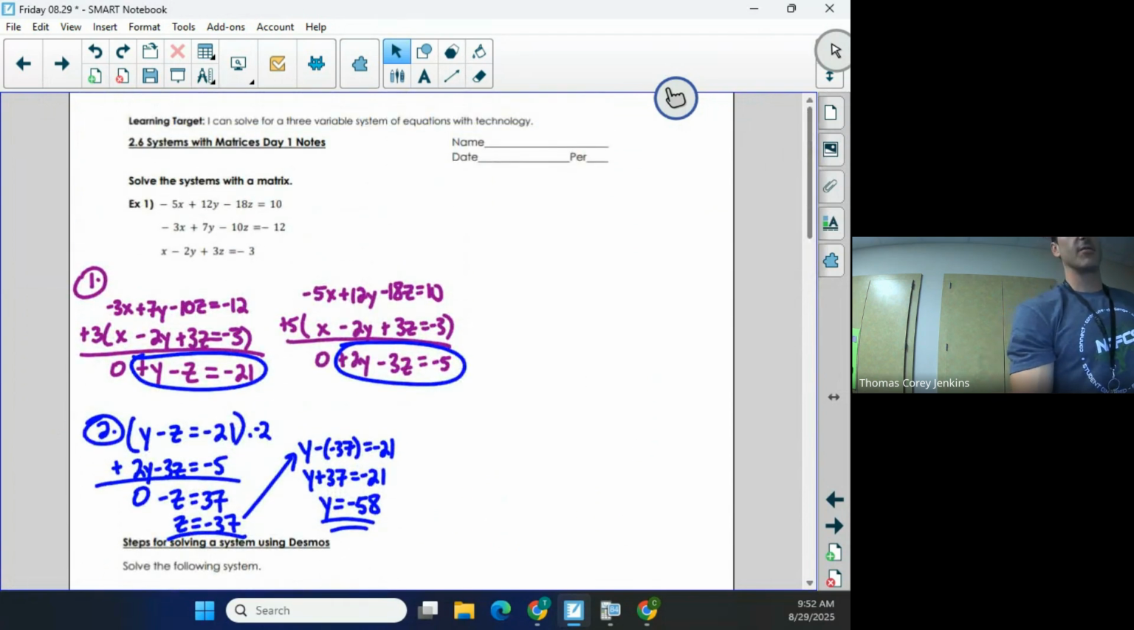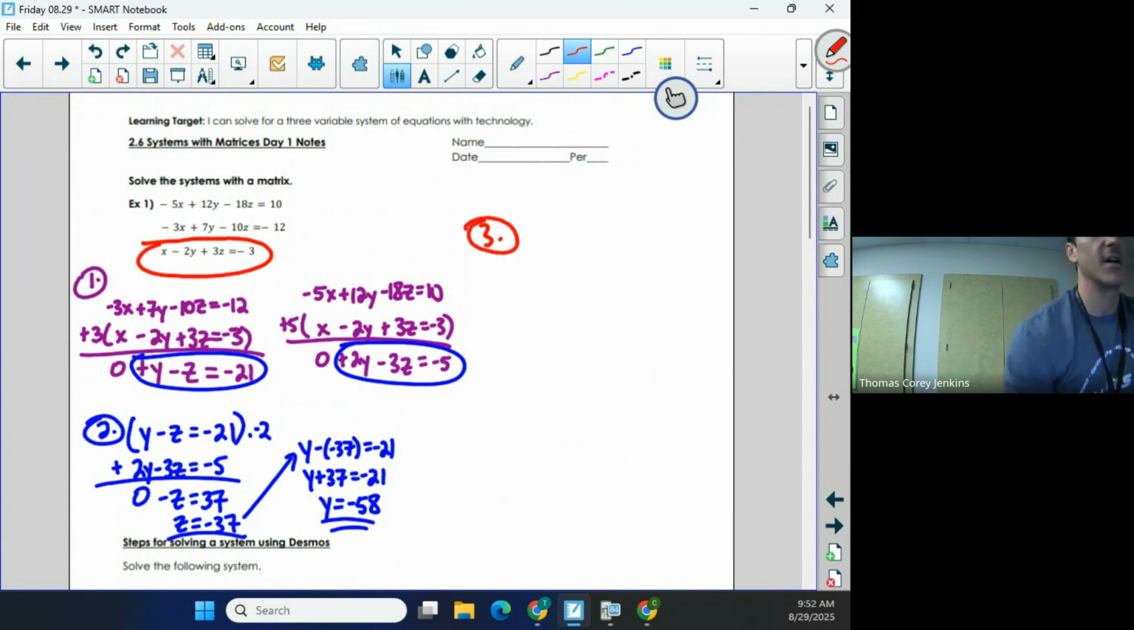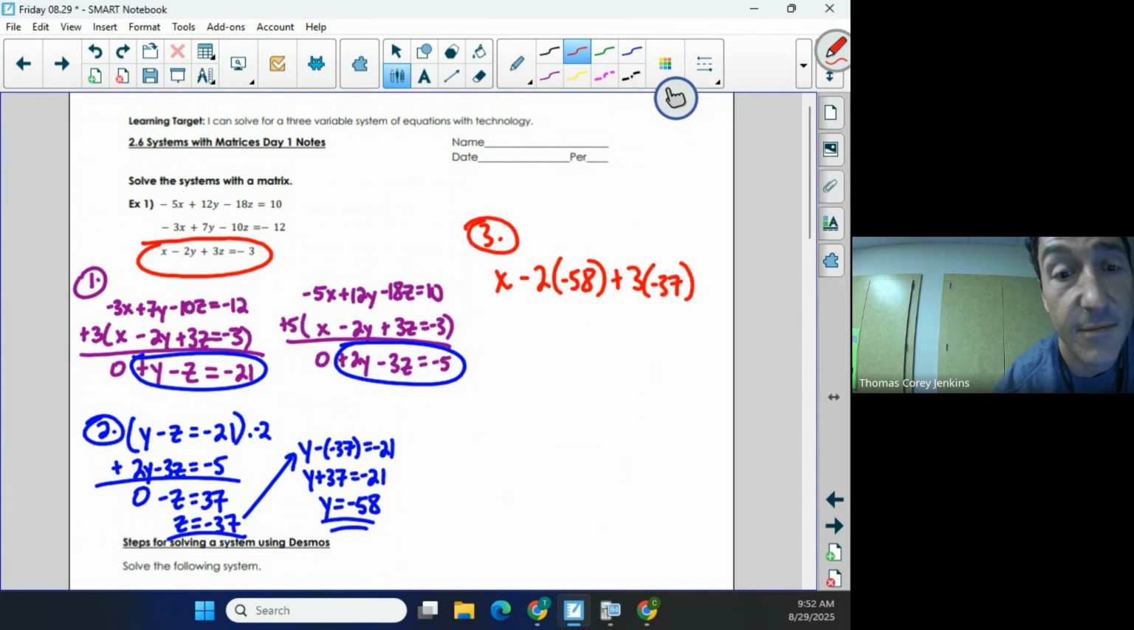So now we go back to an original equation from our system. To me, this one maybe looks simplest, so I'll use that one. And I'm going to sub negative 37 for z, negative 58 for y. So last phase here is to find that third variable. So we'd go x minus 2 times negative 58 plus 3 times negative 37 equals negative 3.